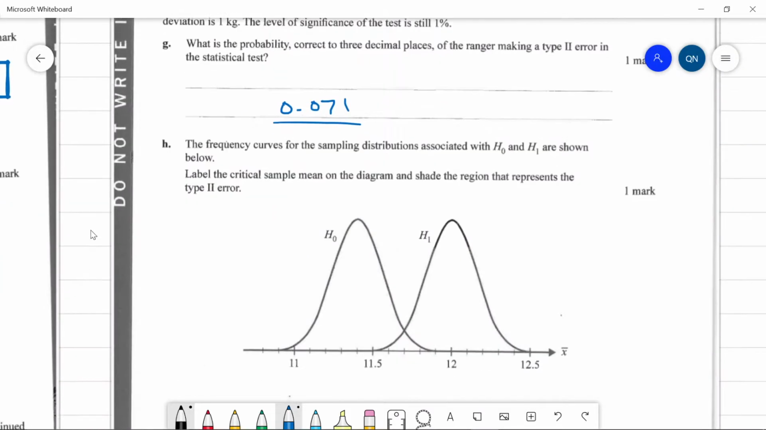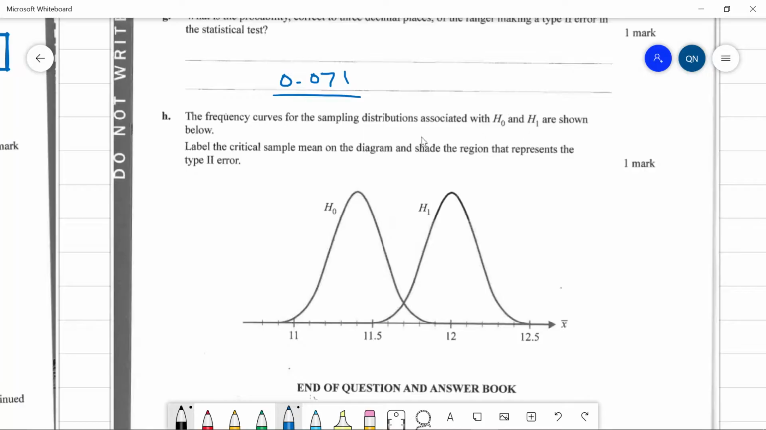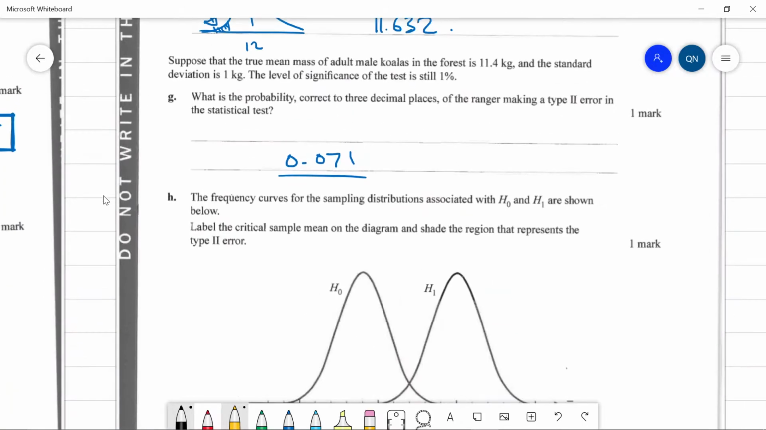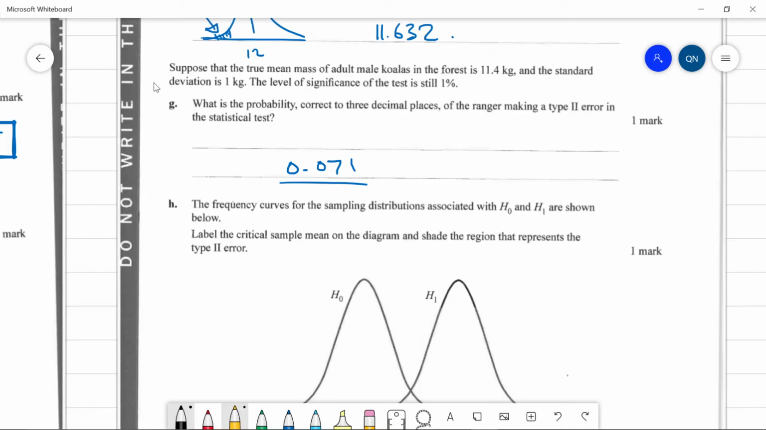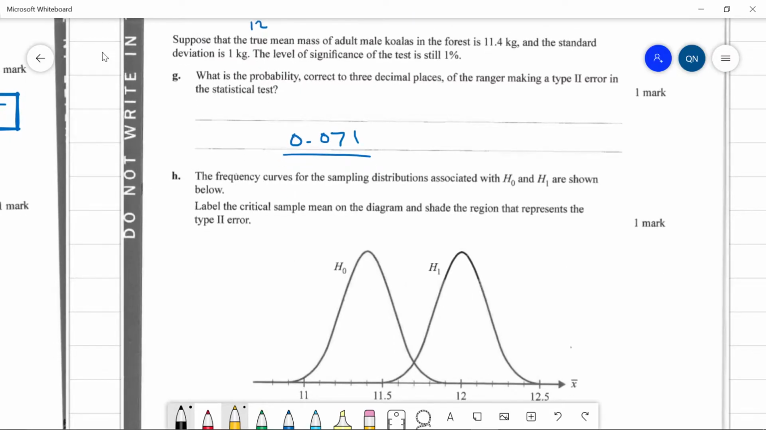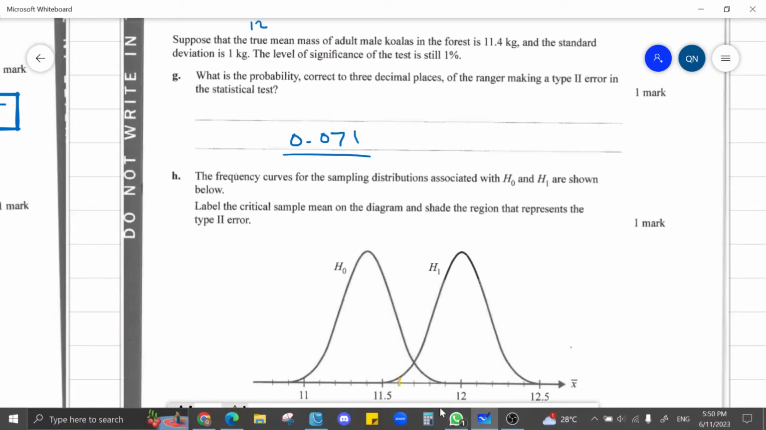The frequency curves for sampling distributions associated with H0, H1 are shown below. Label the critical sample mean on the diagram and shade the region that represents the type 2 error. So it was 11.6, wasn't it? 11.632. So this is 11.5, 11.6, 7, 8, 9. So 632 is going to be right over here somewhere. If we take a look at this part, that's the type 1 error. And everything to the right here, that's the type 2 error.